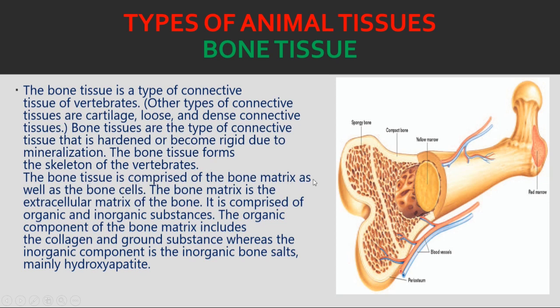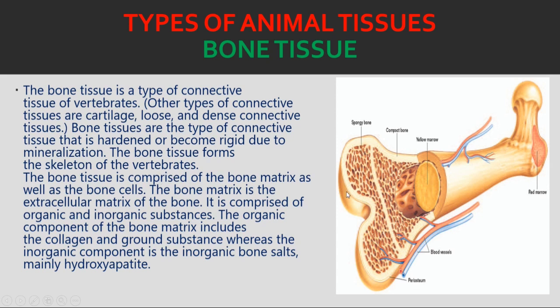Now the bone tissue is comprised of bone matrix as well as the bone cells, and the bone matrix is the extracellular matrix of the bone. It is comprised of organic and inorganic substances. The organic component of the bone matrix includes the collagen and the ground substance, whereas the inorganic component is the inorganic bone salts, mainly hydroxyapatite.